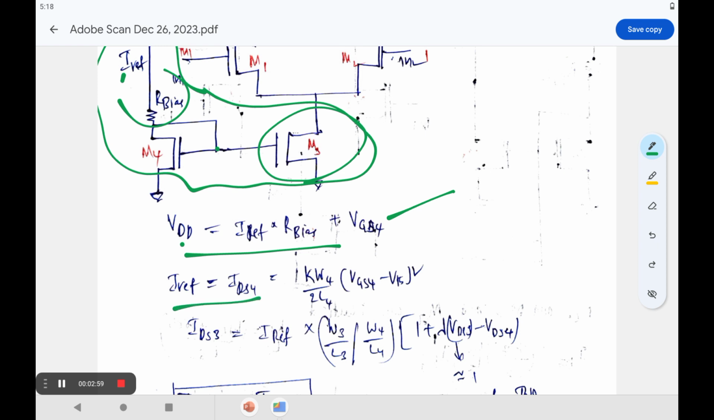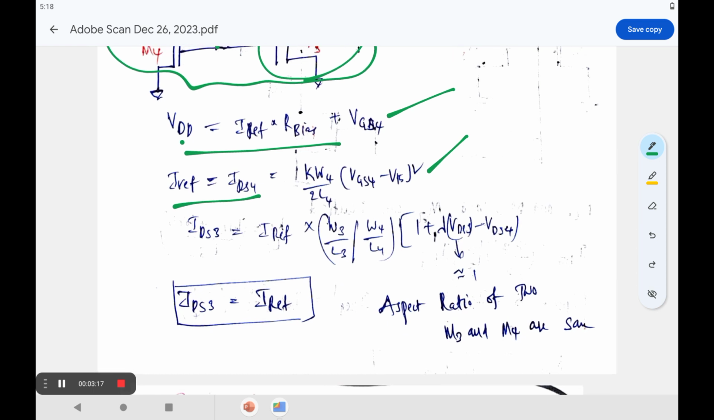This value depends on K, W4 by L4 ratio, into (VGS4 minus VTH) whole square. This is an already predefined formula for the MOS transistor. I think all of you have some basic idea, right? In case you have any doubts, please go through the basics. That is very important, right?